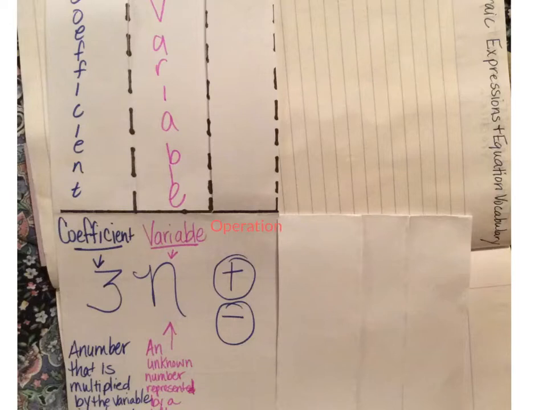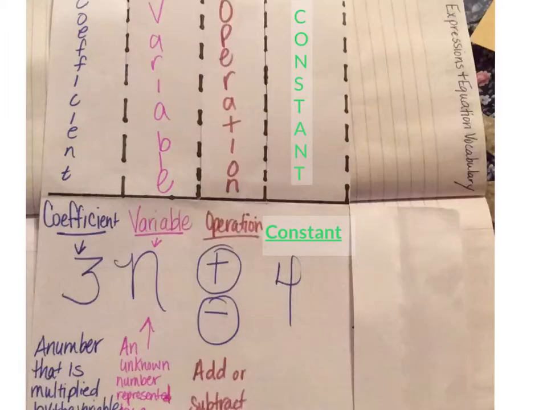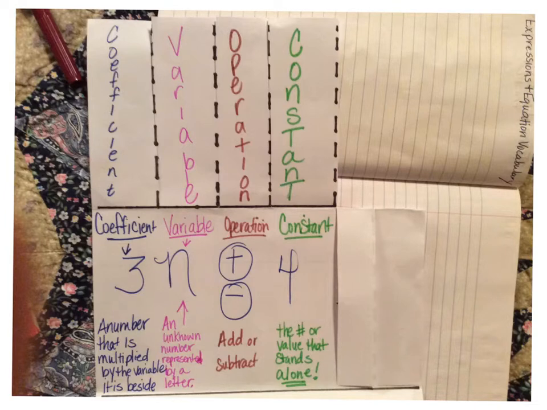Okay, so the next part of the expression is the operation. The operation is what comes next, and that is going to be either add or subtract. Okay, so the next thing that we're going to talk about is the constant, and the constant is the value or the number that stands alone. Please make sure that you have everything that I have written down on my foldable on your foldable.